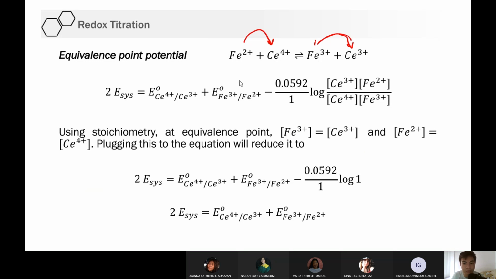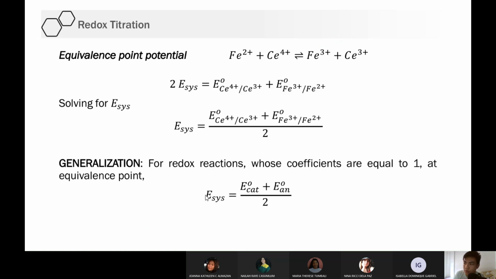Di ba yun din naman sinabi ko sa acid-base titration. Kung ano yung amounts nila, they are equal. Okay? So, in-apply din natin dito. So, kapag ito ay equal dito, ito ay equal dito, then that means we can cancel out the entire equation. We can cancel out everything. Log 1 is 0, so mawawala to. Then we have this equation.